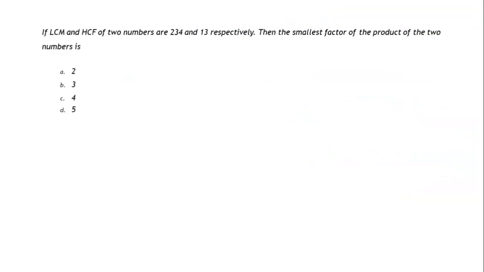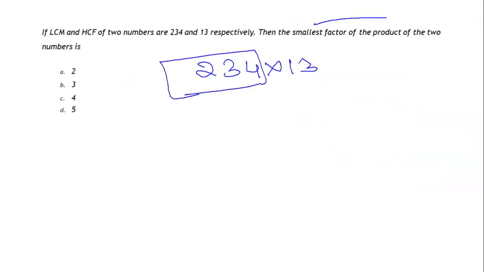Next question. The LCM and HCF of two numbers is 234 and 13, and the smallest factor of the product of the two numbers is? The smallest factor of the product of the two numbers will be what? 234 into 13. What will be the smallest factor here? Obviously, this is an even number. So, for an even number, the smallest factor should be what? Exactly. So, the answer is 2. This is how simple the questions can get, okay?